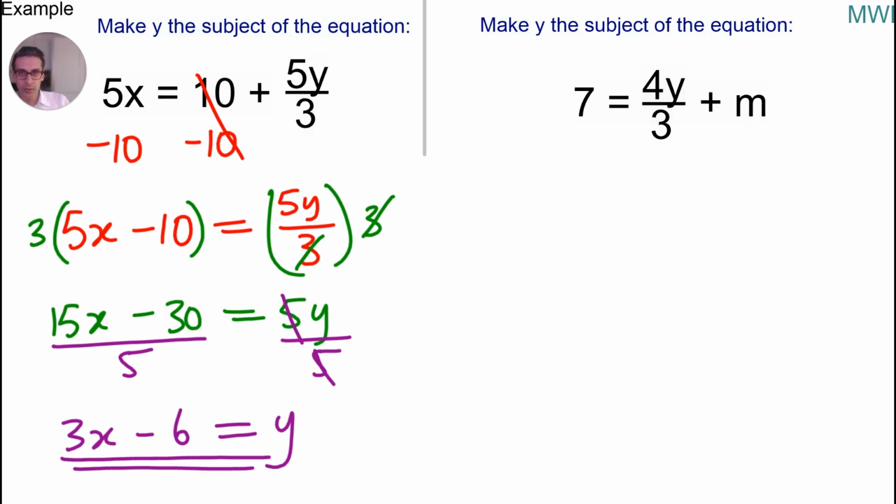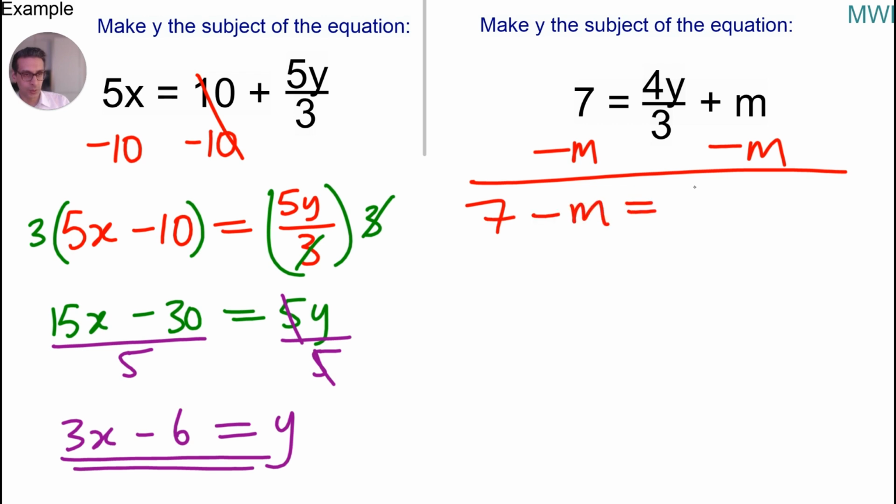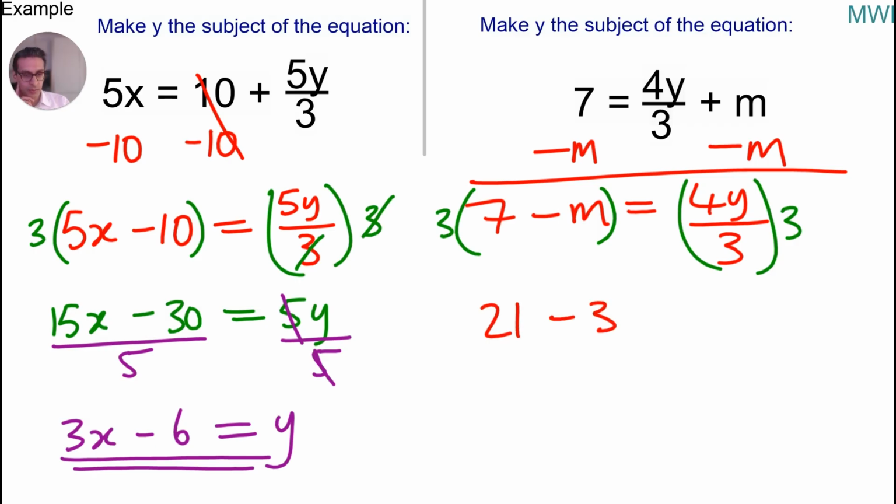And then the one on the right, pause the video if you haven't done it. We want to isolate y, so let's take away m from both sides. We're going to get 7 minus m equals 4y over 3. We're going to have to multiply both sides by 3 to get rid of the denominator on the right hand side. So this becomes 3 times 7 is 21 minus 3m equals 4y.